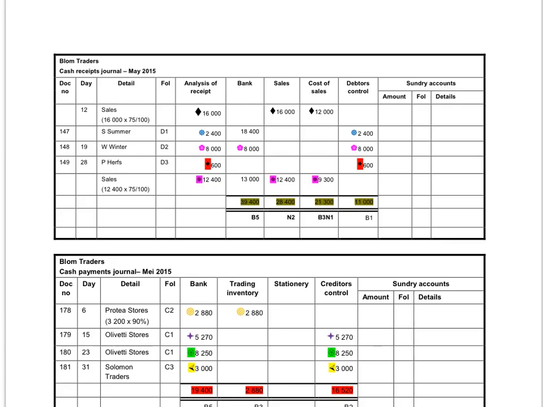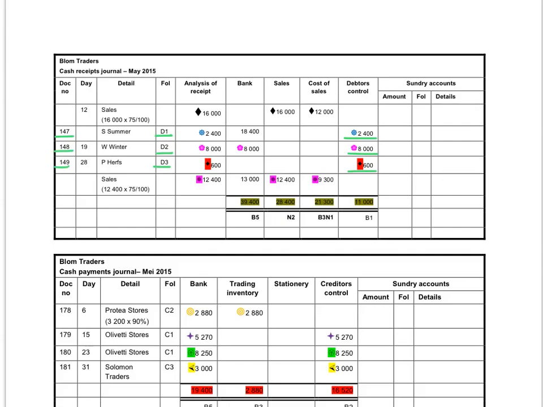In the cash receipts journal, we received money from S. Summer, W. Winter, and P. Herbs. When we receive money to indicate that they paid their accounts, it will be recorded in the debtors control column. So we will only record entries in the debtors control column in our debtors ledger, and we will show that we've issued receipts 147, 148, and 149 to them for the different amounts.